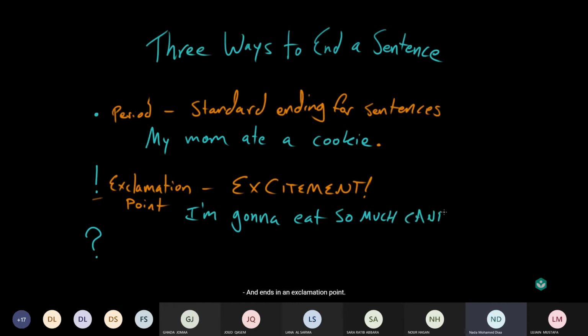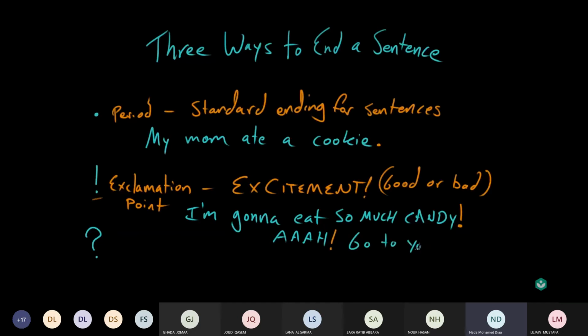Sure. And ends in an exclamation point. But it's not just like good excitement either. Right. It's not just like, whoa, this is awesome. Totally. There can be anger, like, go to your room. Right. Or like fear. If you said, ah!